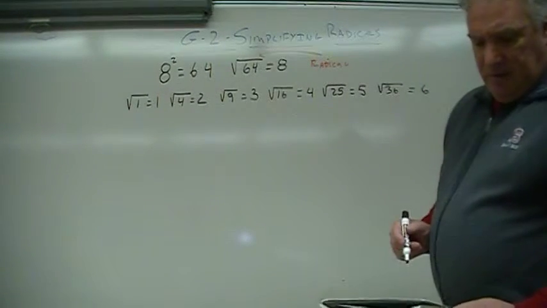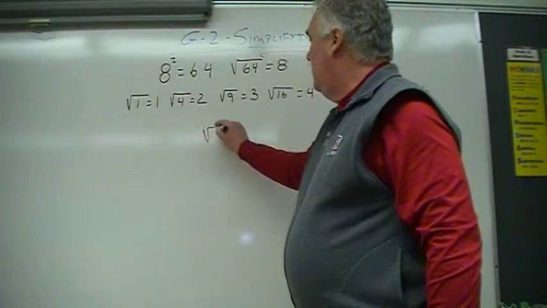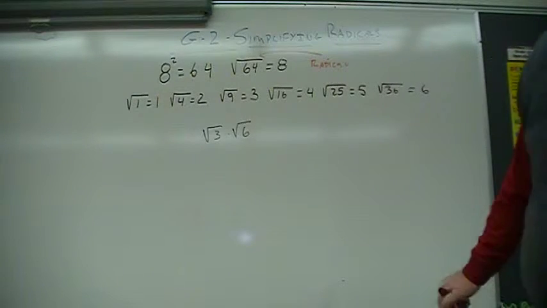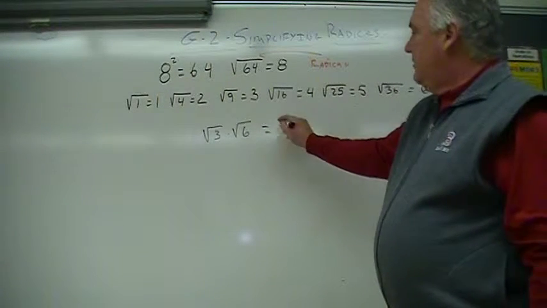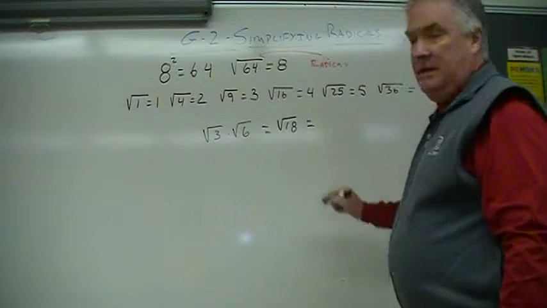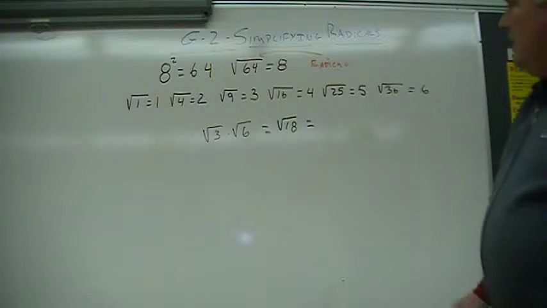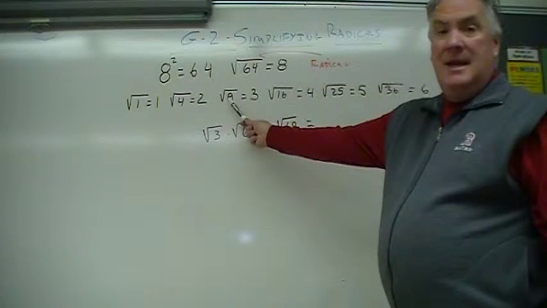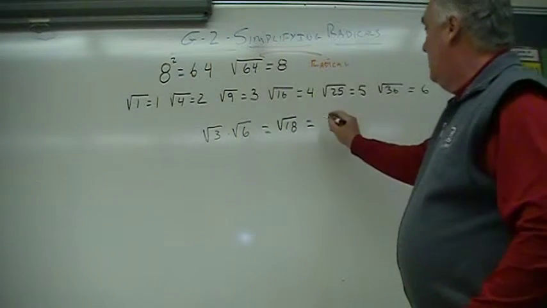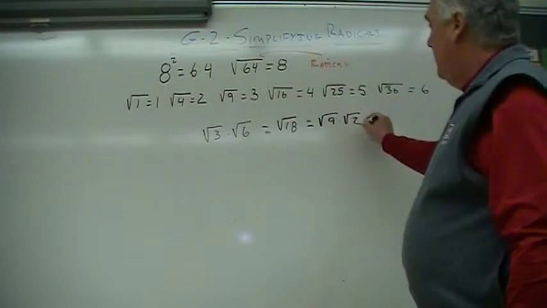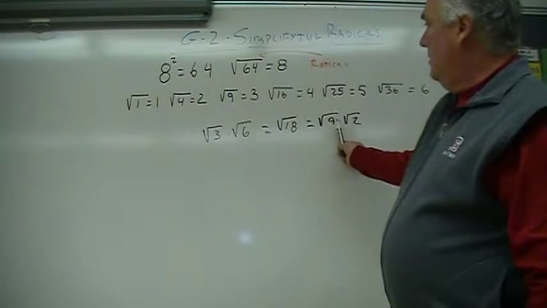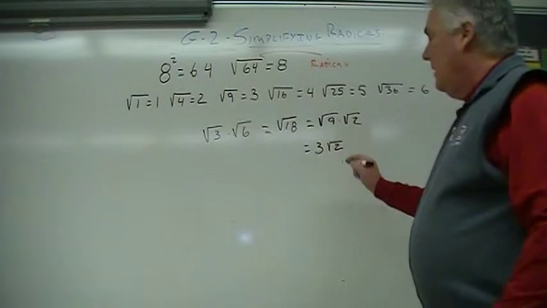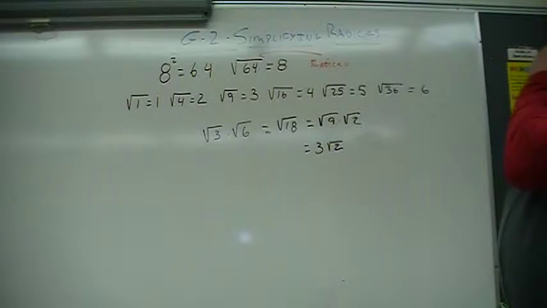All right, so next one. What if I give you this? Multiply those two things together. Square root of 3 times the square root of 6 is the square root of 18. Well, what goes into 18? 4 doesn't. 9 does. So it's the square root of 9 times the square root of 2. 9 times 2 is 18. And that's your answer right there.